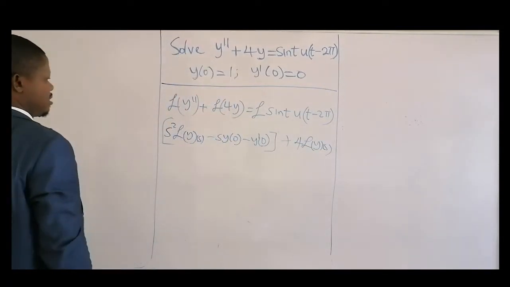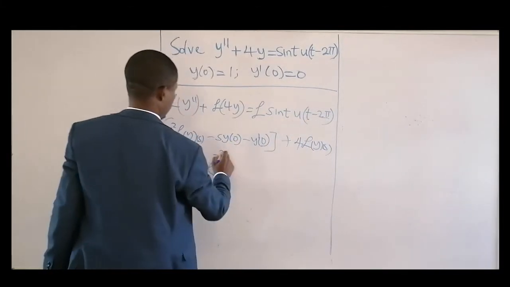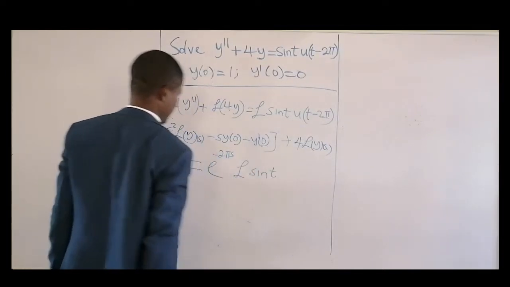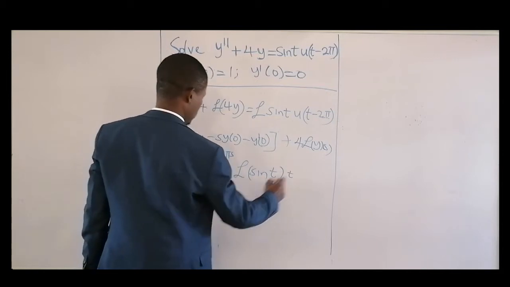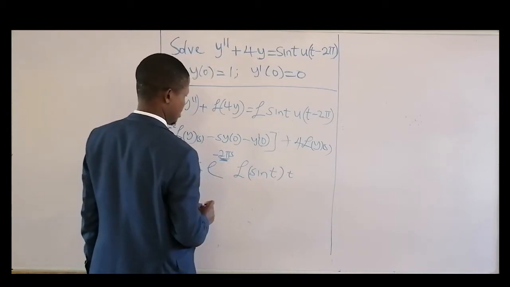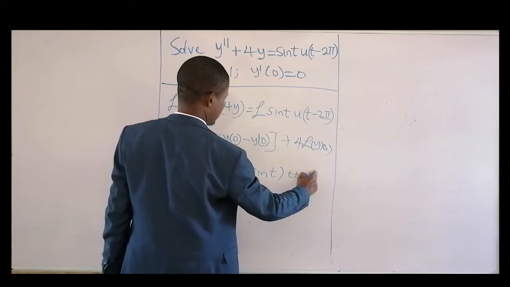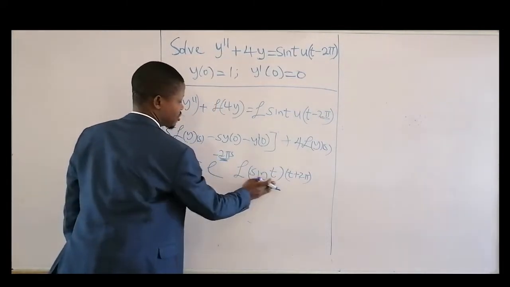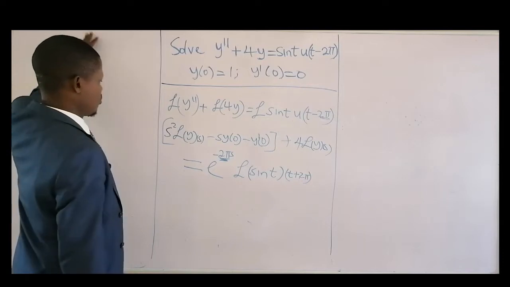This will be equal to e to the minus 2π s, and then Laplace of sin(t plus 2π), the t plus 2π replacing t. What t plus 2π means is that in the Laplace of this function, if it has a t, that t will be replaced by this. So that's what we have now.